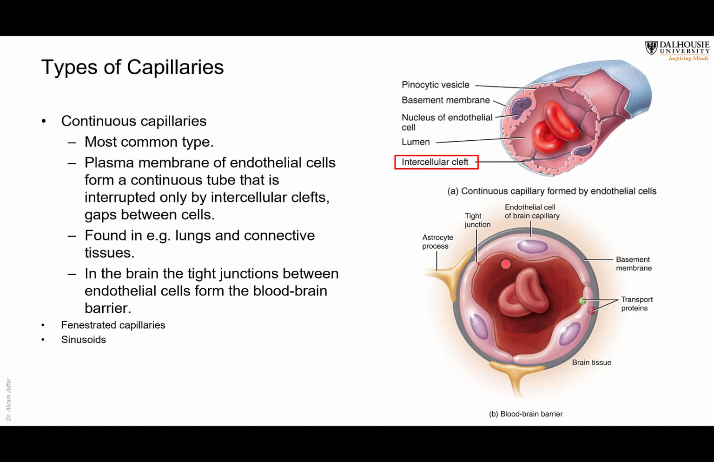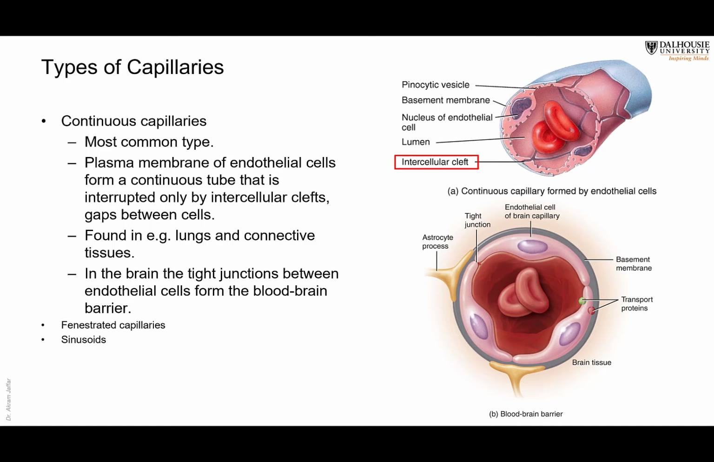And the ones that are present in the brain have a special feature. The capillaries in the brain are continuous capillaries, and at the same time, they have tight junctions in the clefts between the endothelial cells. Elsewhere, the clefts between the endothelial cells don't have tight junctions, but especially in the brain, there are tight junctions. And this constitutes what we call the blood-brain barrier.